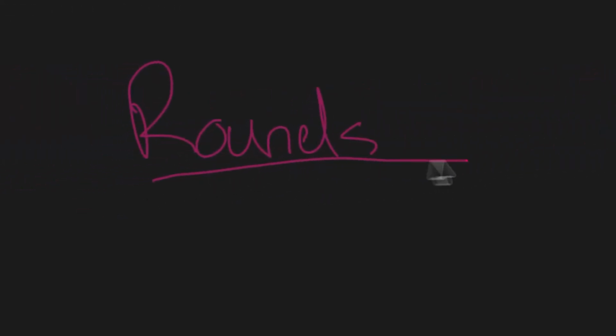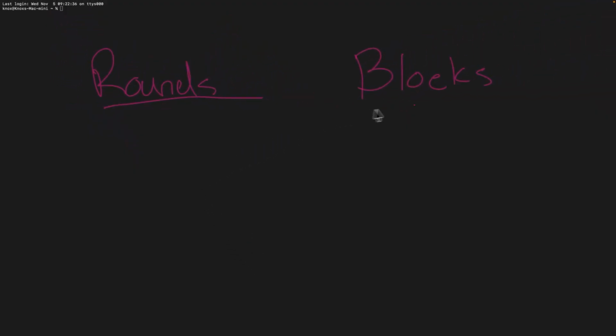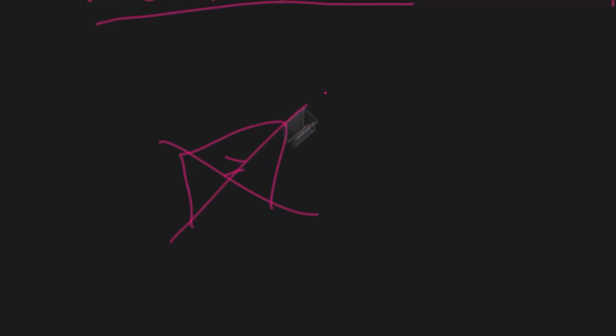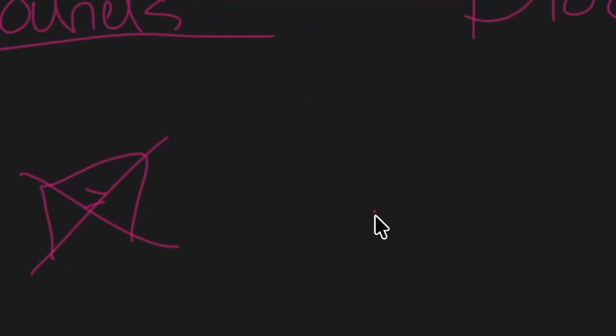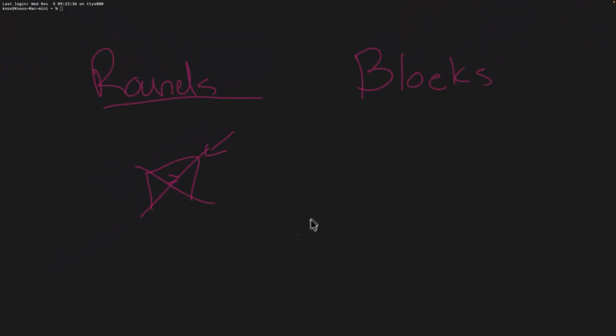In Monad and a lot of other blockchains, we have the concept of rounds and blocks. Rounds are an opportunity for a specific validator to make a block on the blockchain. Not every time that there is a round, there is a block. Sometimes validators go offline for whatever reason, and they miss their round, and therefore they miss their opportunity to create a block on a blockchain.